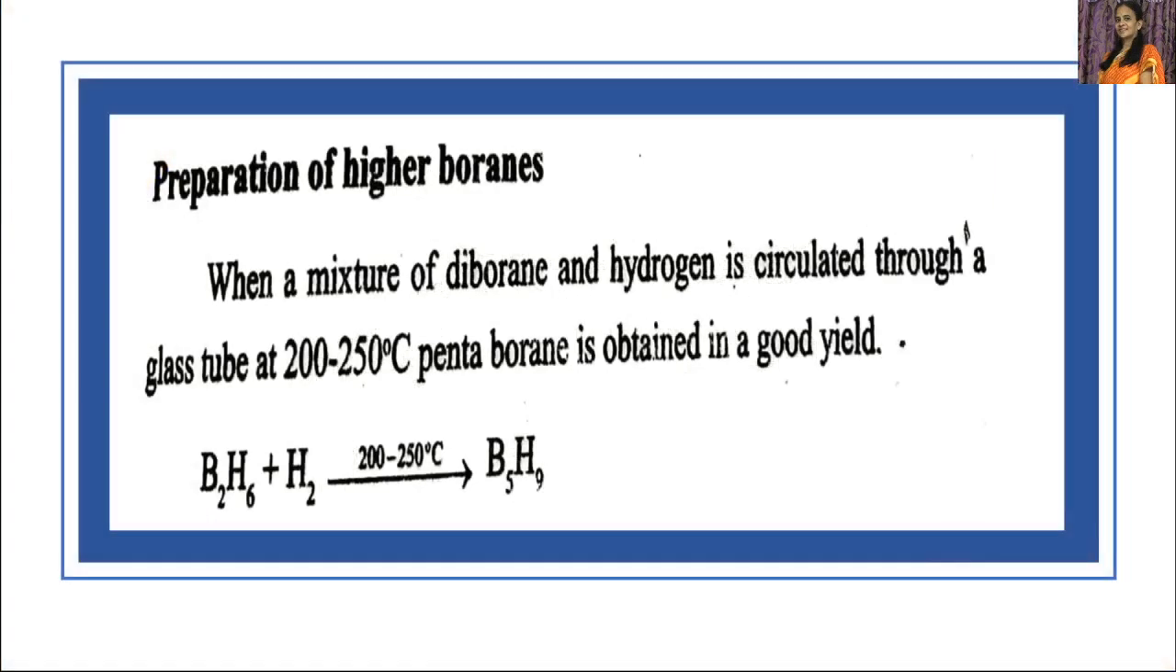Now, let's see the preparation of higher boranes. Higher boranes are obtained when a mixture of diborane and hydrogen is circulated through a glass tube at about 200 to 250 degrees centigrade. Pentaborane B5H9 is obtained in good yield by passing a mixture of diborane and hydrogen through a glass tube heated to 200 to 250 degrees centigrade.